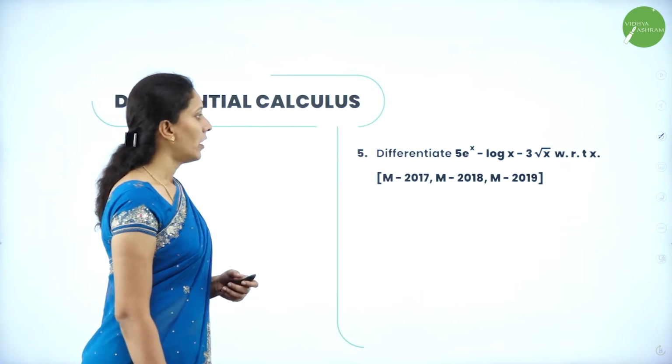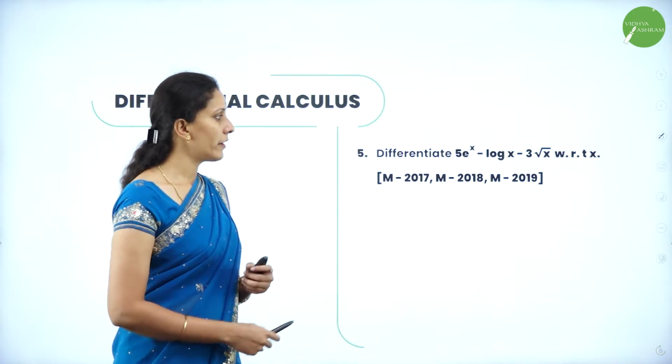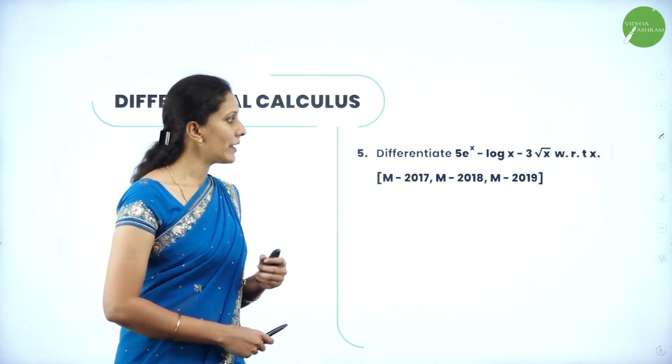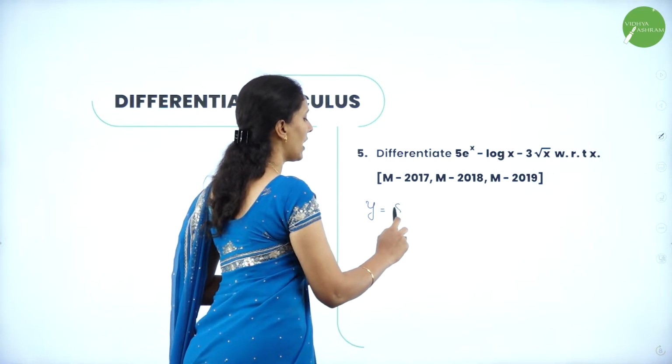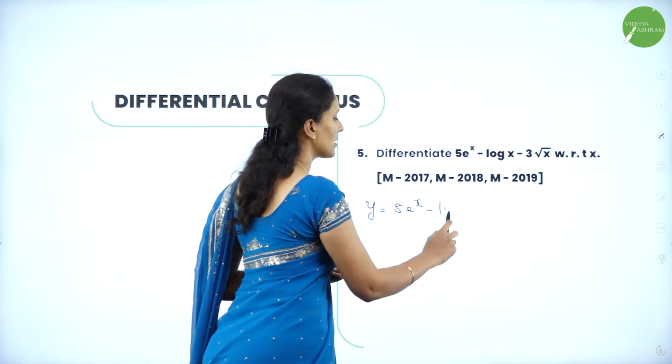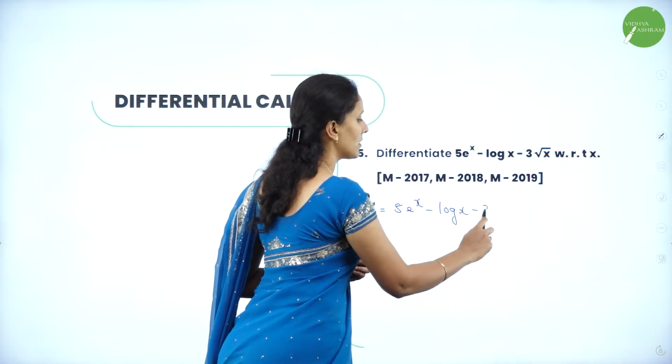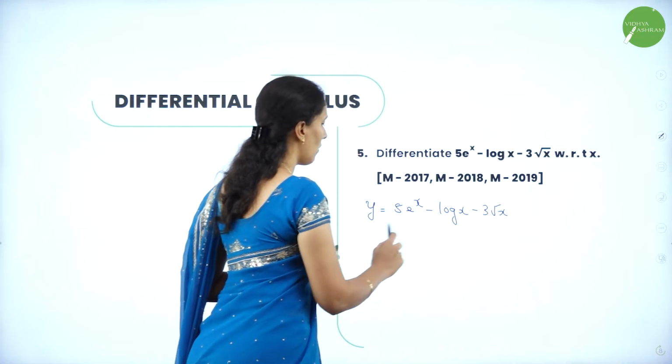Next question. Differentiate 5 e power x minus log x minus 3 root x. So let us take y is equal to 5 e power x minus log x minus 3 root x. Now let us derive it.